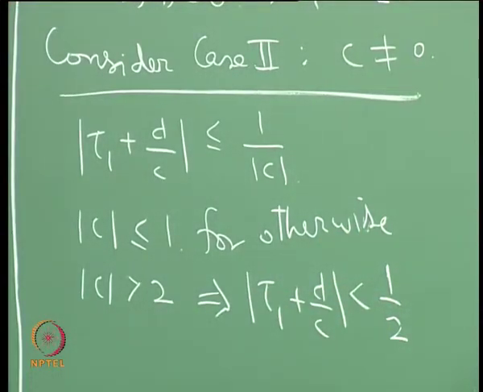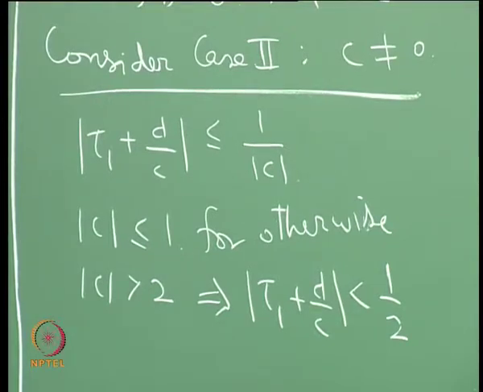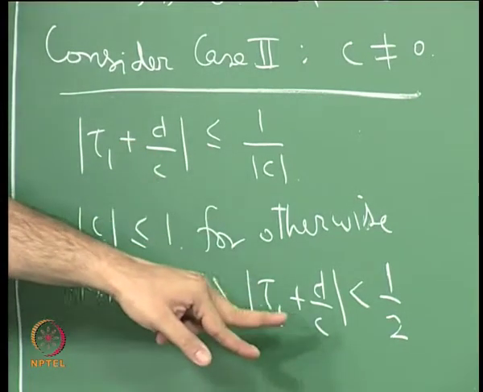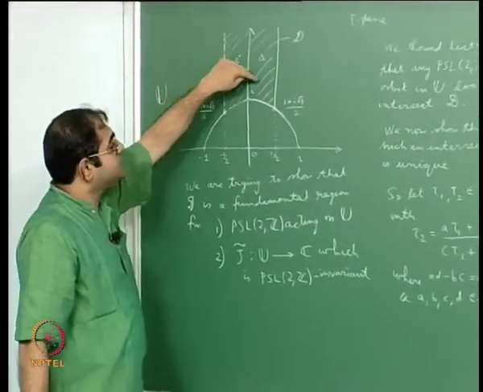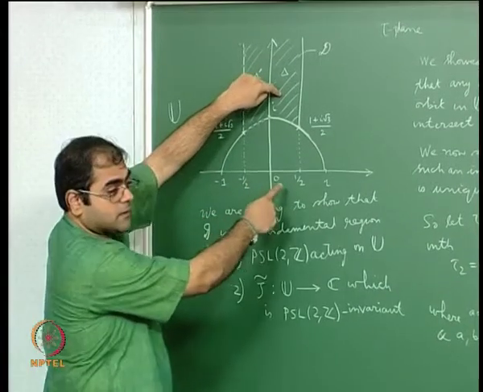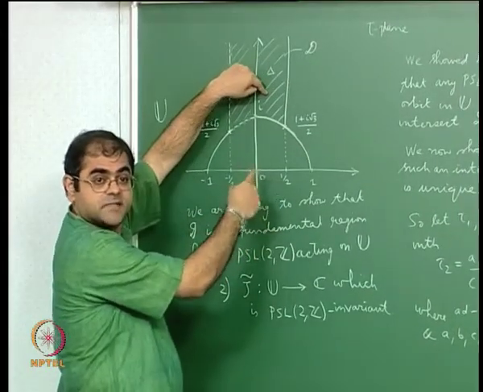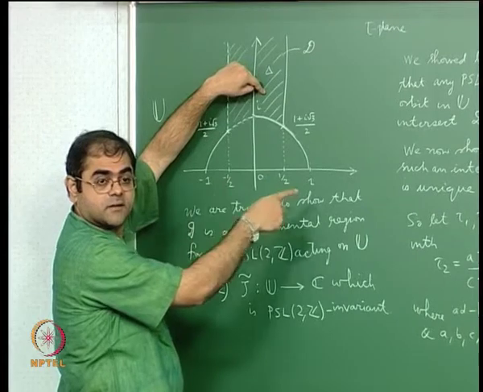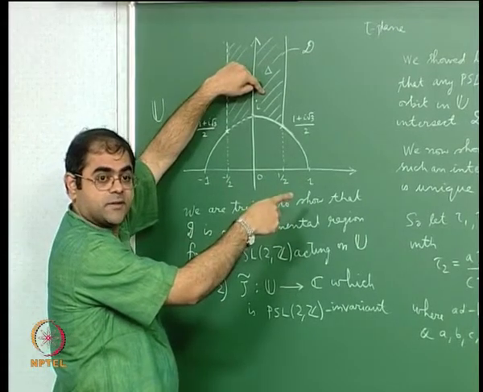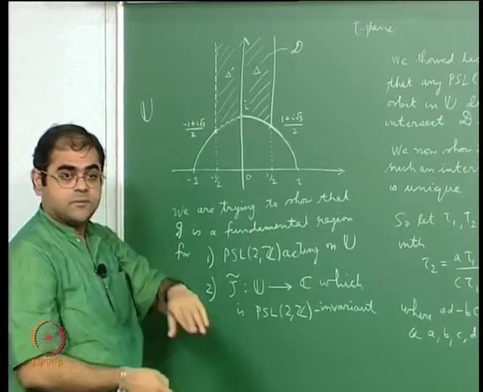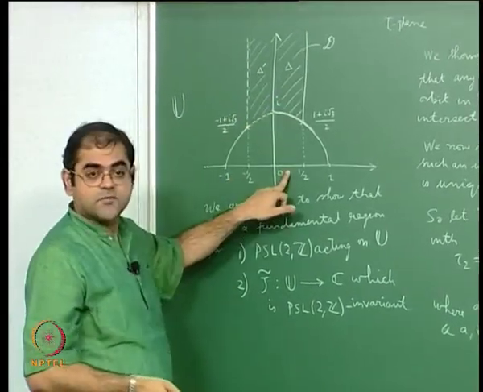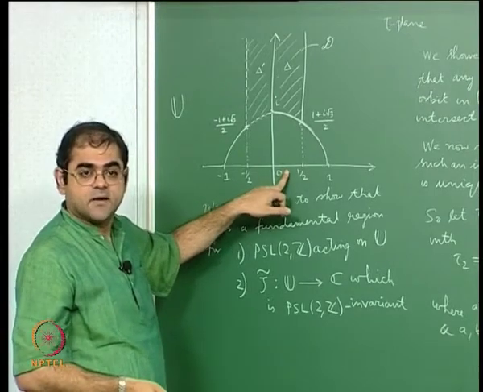If mod c is less than or equal to 1... if it is not less than or equal to 1, that means mod c is greater than 2, so 1 by mod c is less than 1 by 2, and therefore mod of tau 1 plus d by c is strictly less than half. What does it say? If you go back to this diagram, it says that the distance of tau 1 from minus d by c, which is on the real line, because d and c are integers, non-zero integers. So c is non-zero, so the distance of tau from a point on the real line is less than half.